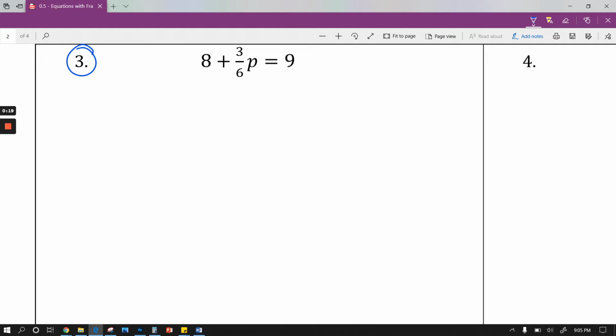So just like every single equation, we're going to start out by trying to isolate the variable, which means we're going to have p by itself, all of the numbers on the other side. And I can see here that we have two numbers. We have 8 and we have 3/6 that need to get moved over to the other side. So we'll start with step 1.